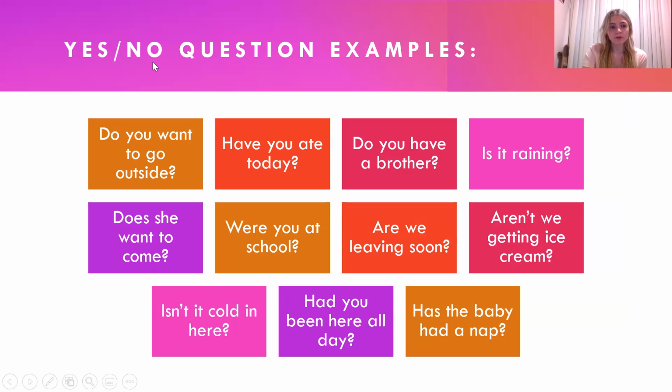Yes/no question examples. Do you want to go outside? Have you ate today? Do you have a brother? Is it raining? Does she want to come? Were you at school? Are we leaving soon? Aren't we getting ice cream? Isn't it cold in here? Have you been here all day? Has the baby had a nap? As you're reading over these questions, make sure your students recognize that none of these questions start with a WH word.